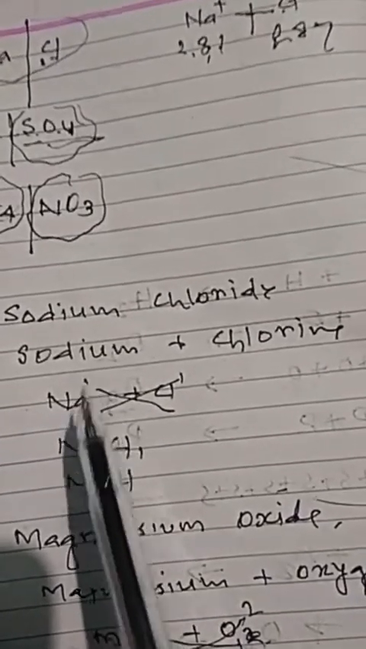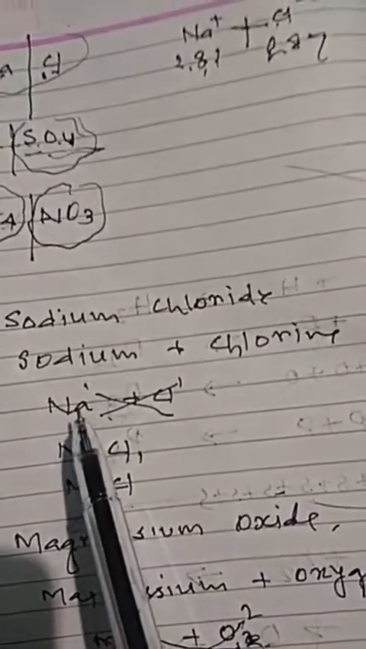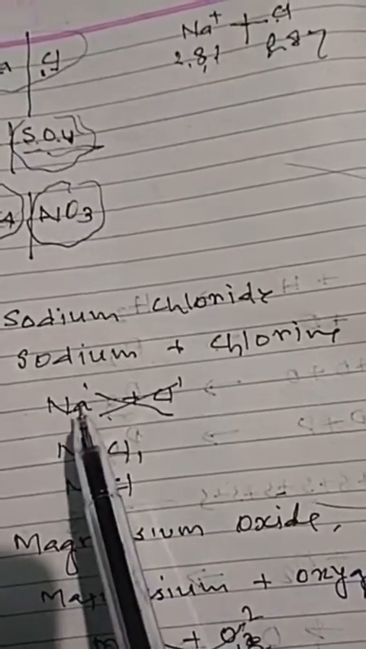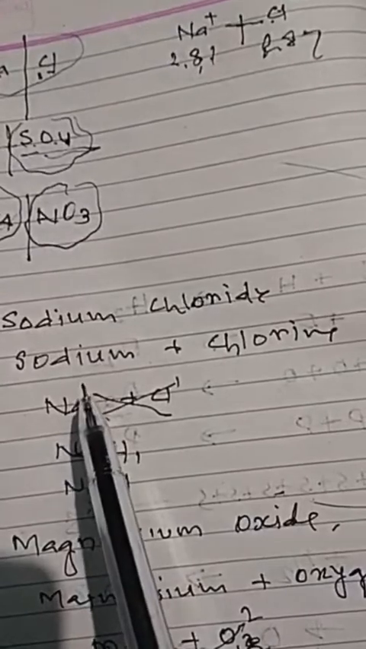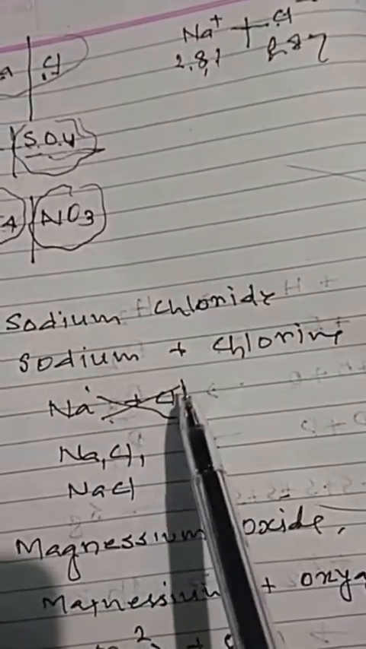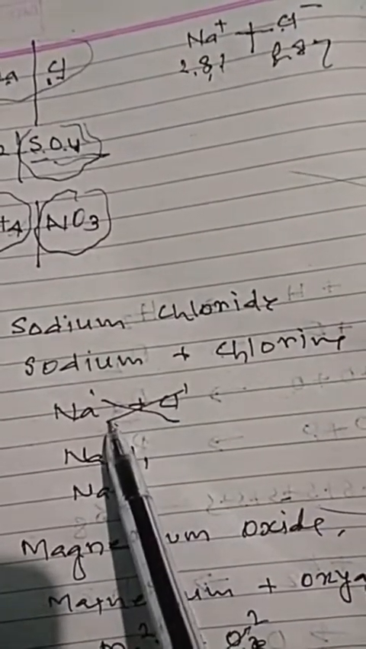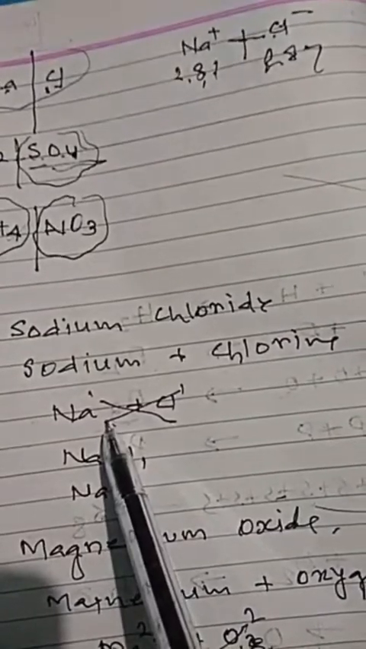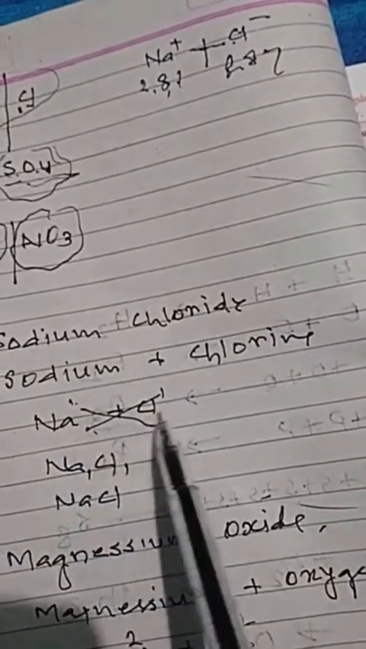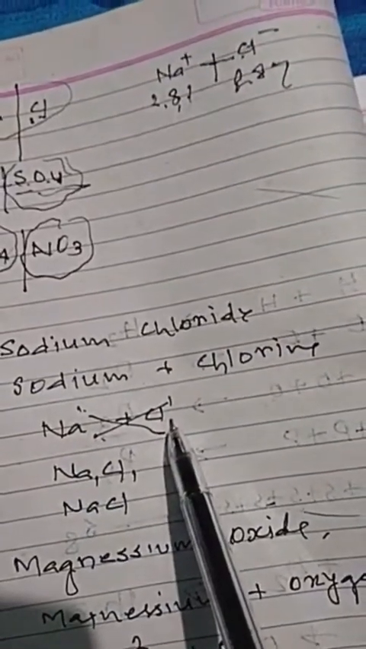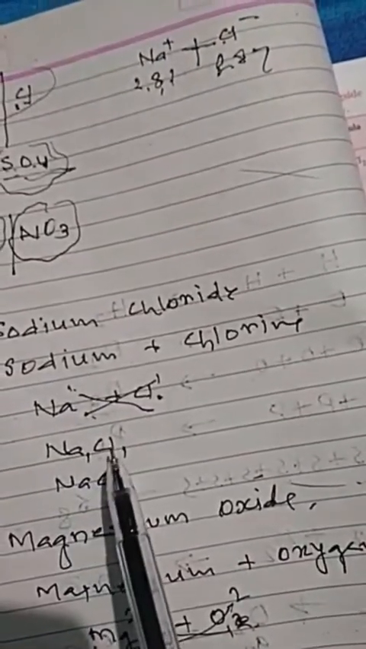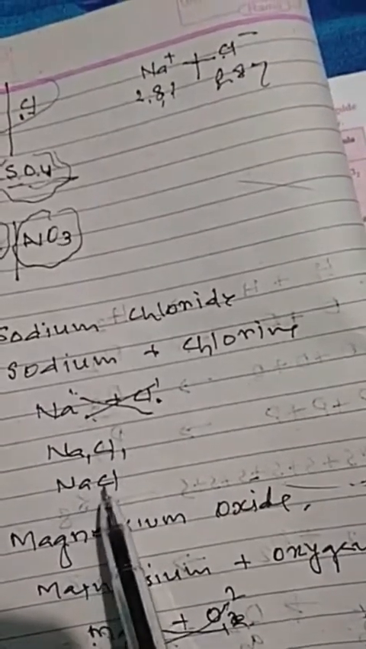First we write the basic radicals, meaning metals. Now write the valency of sodium on the top and the valency of chlorine on the top. Now the valency of chlorine is written at the right side of sodium at the bottom, and the valency of sodium is written at the right side of chlorine at the bottom. It will be Na1Cl1. We ignore the 1, we write NaCl.